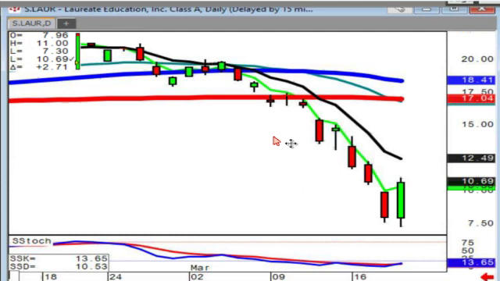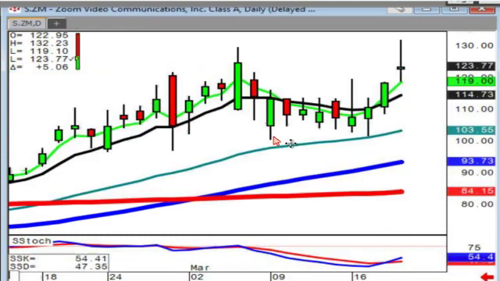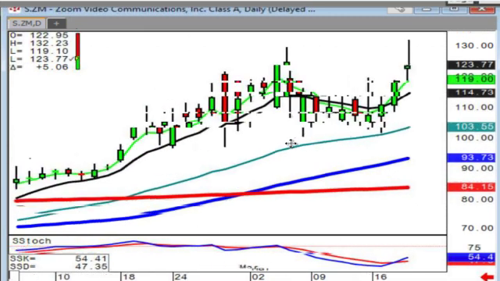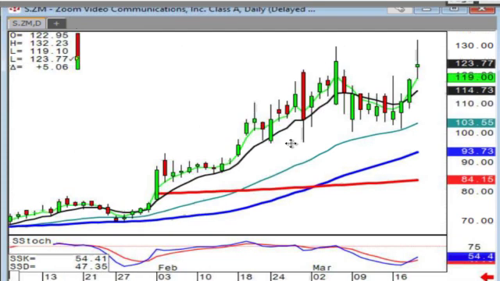LAUR, bullish engulfing, next likely target could be the T line. Let's see, we did all those. No, Zoom, just starting. Where is the breakout of this J-hook pattern? Right there. So if it trades positive, it's just starting the next wave to the upside.